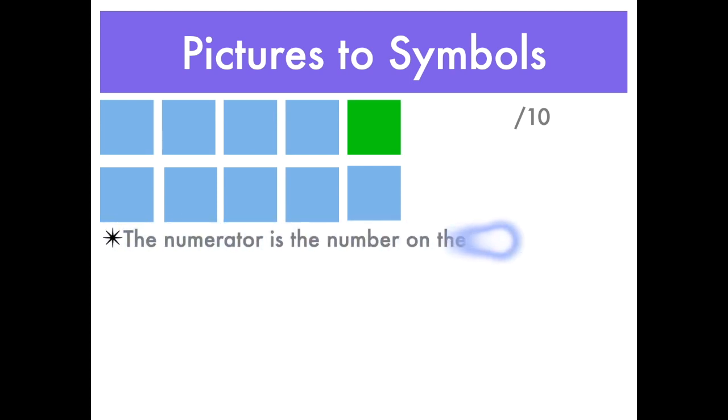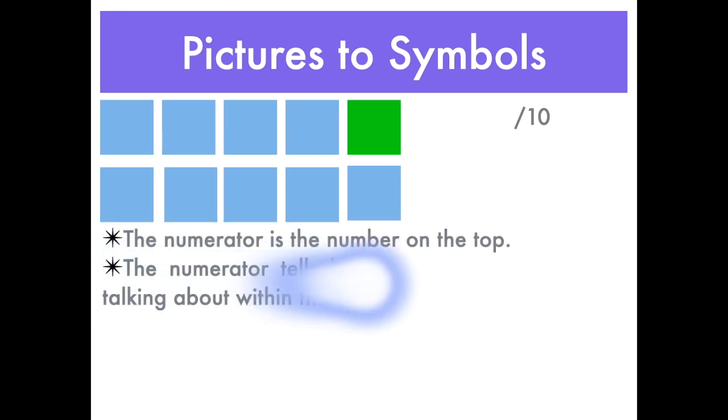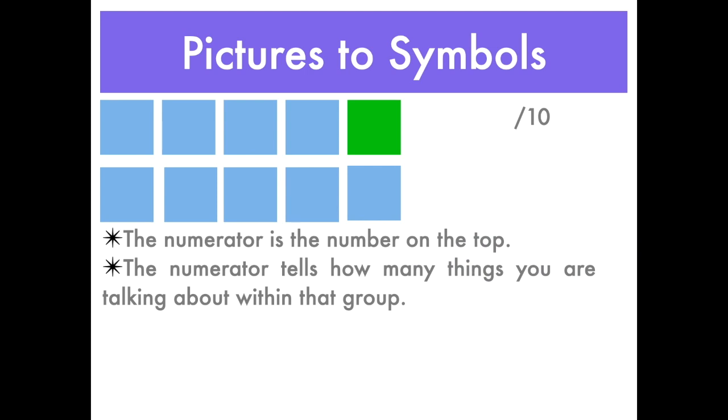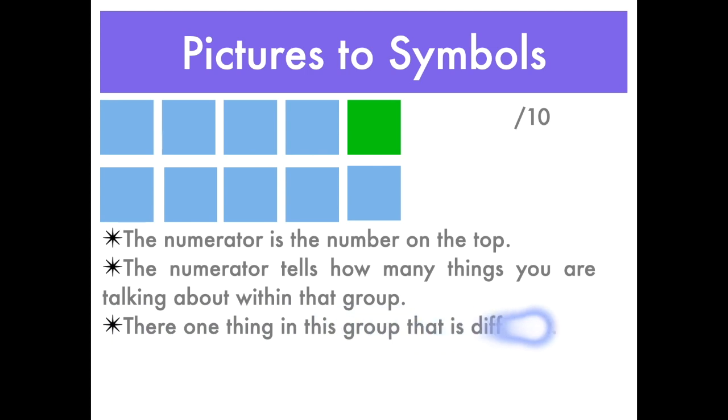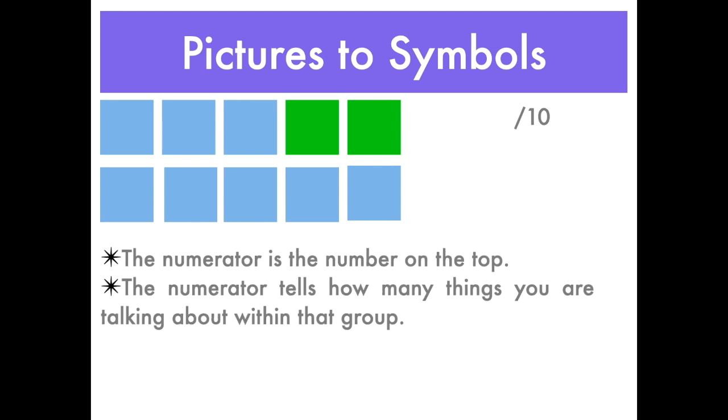The numerator is the number that's on the top. The numerator tells how many things you're talking about within that group. So right now, there's one thing in this group that's different. There's one thing that's green. So I would say, what fraction of the group is green? And you would say 1/10. 1/10 of the group is green. Okay? So the numerator is the number on top. It tells how many things that you're talking about right now.